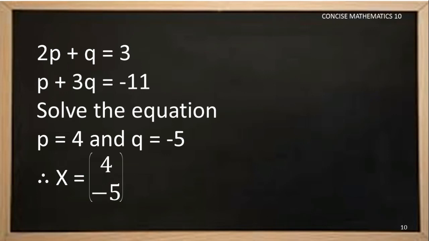Cross check with the given answer here. P will be equal to 4 and Q will be equal to minus 5. Hence we can say that matrix X is of the order 2 by 1, with the elements 4 and minus 5.